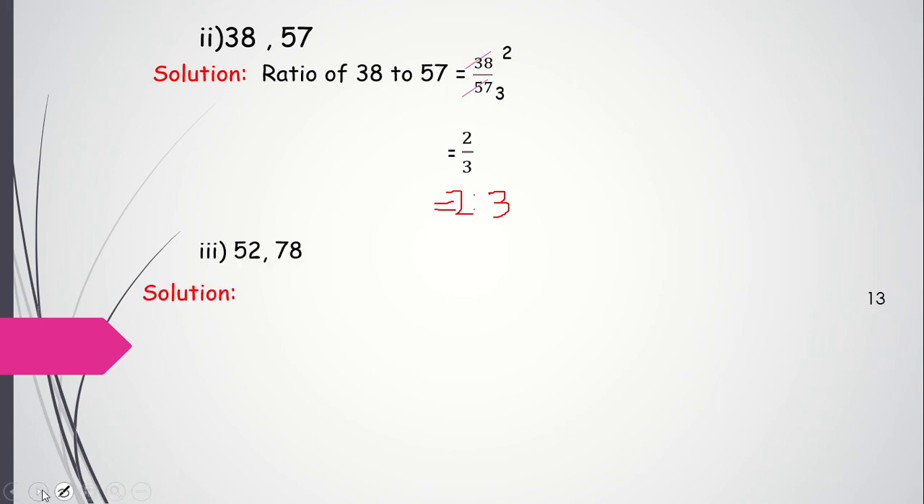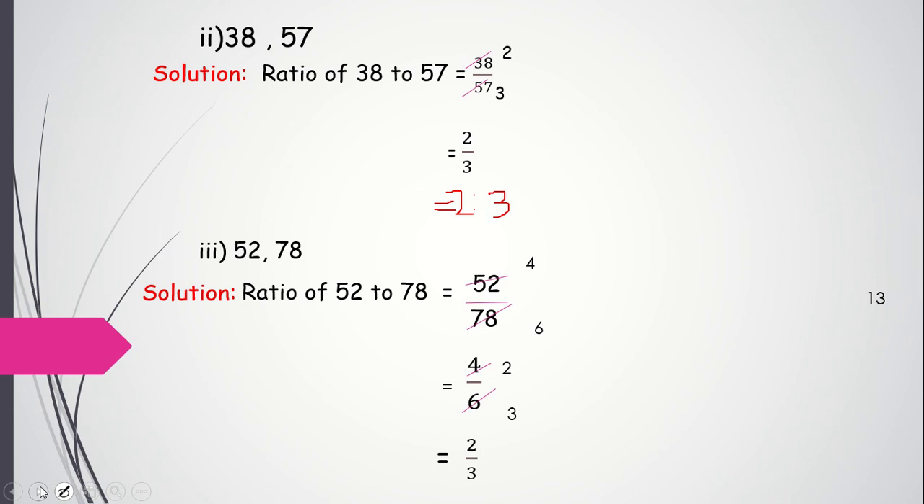Next, 52 and 78. You can divide it by 13 directly. 13 4s are 52 and 13 6s are 78. Now 4 and 6 can be divided further. 2 2s are 4 and 2 3s are 6. So the reduced form would be 2 upon 3 or 2 is to 3.